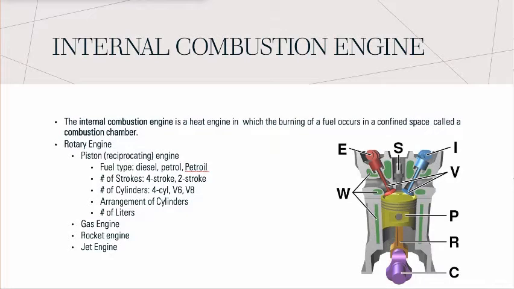The diagram shows a cylinder as found in a 4-stroke gasoline engine. As you can see, C is the crankshaft, DE is the exhaust camshaft, I is the inlet camshaft, P is the piston, R is the connecting rod, S is the spark plug, V is the valve, red valve is the exhaust valve, blue valve is the intake valve, and W is the cooling water jacket, and the gray structure is the engine block.